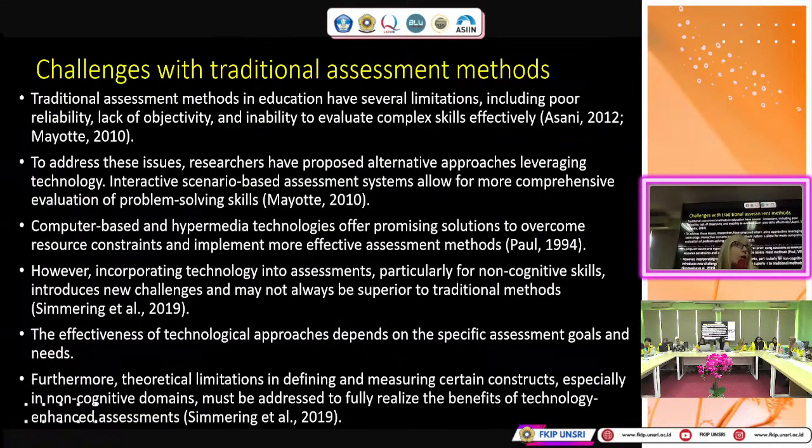So there's lots of challenges with the traditional assessment methods. They have several limitations: reliability, not very good; objectivity, not very good. They are unable to evaluate complex skills effectively, and you can see some of the references there. We will find them back at the end. I have some selected references for you that you can look into, but there's much more literature on that, of course.